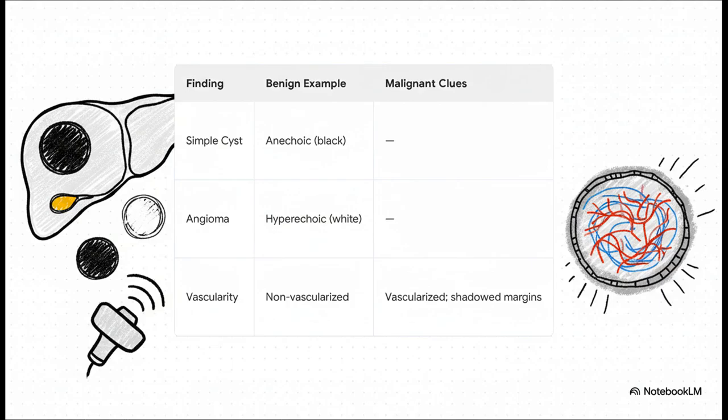And on that picture, a simple, harmless cyst, which is really just a little bag of fluid, shows up as anechoic. That just means it's totally black. A benign angioma, on the other hand, often looks hyperechoic, which is a fancy way of saying bright white. But the thing that really gets their attention? Vascularity. If that spot has its own blood supply and its edges look kind of shadowy, well, that's a clue that says, hey, we need to look at this a lot closer.